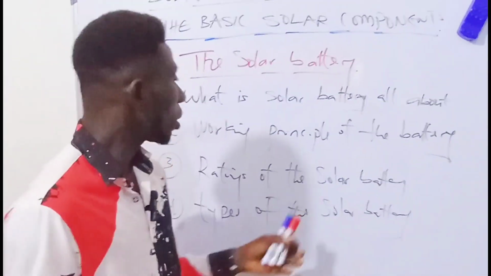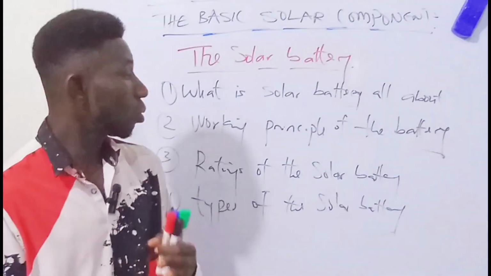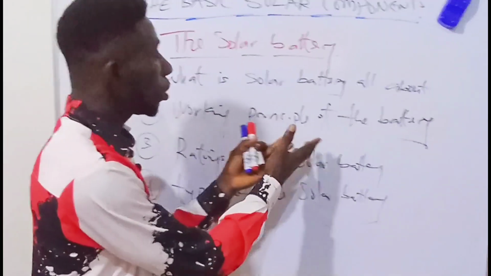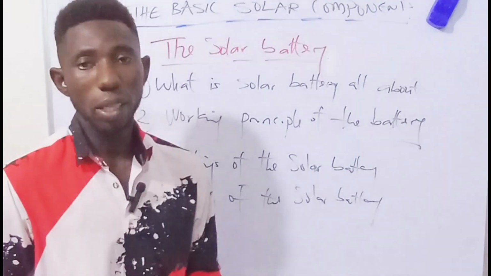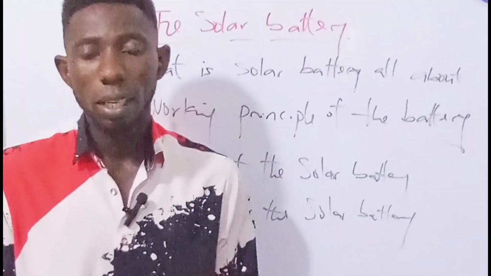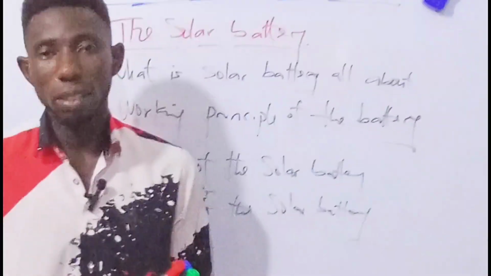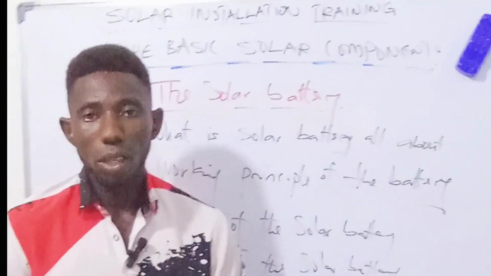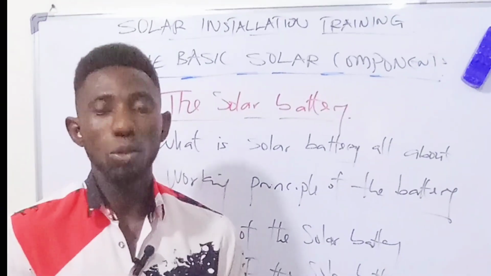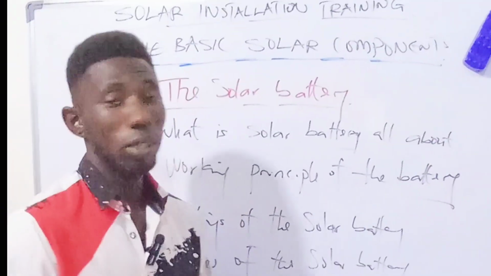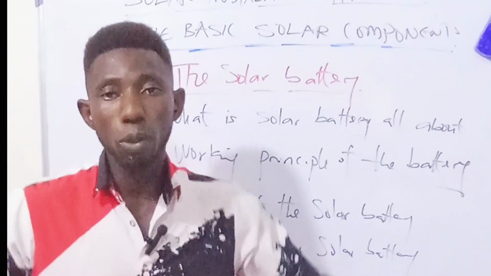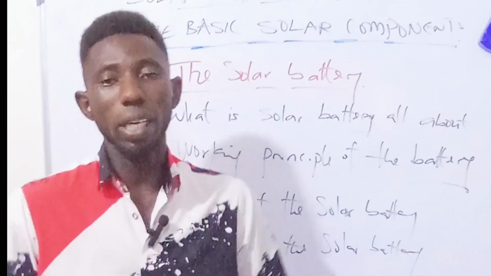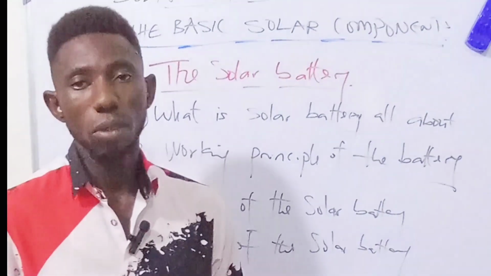Since I've given you the definition of a solar battery, let's look at the working principle of a solar battery. A solar battery is designed in such a way that it can absorb and receive energy and charges, and store them, waiting for when you are ready to use the stored energy. Then when you put it to use, it will bring out that stored energy and give it back to you to use.